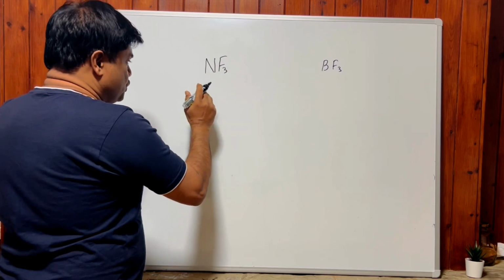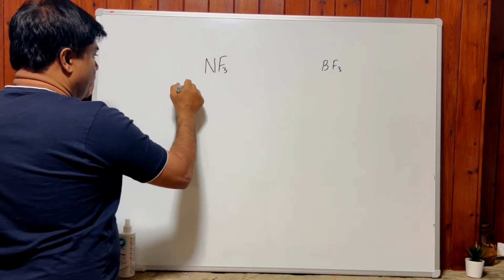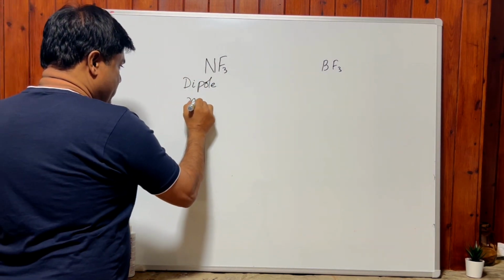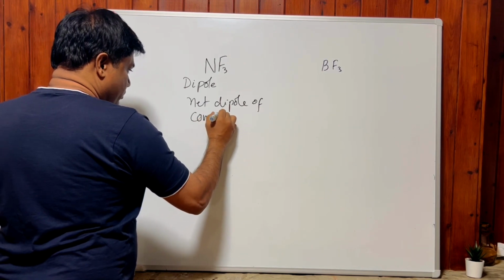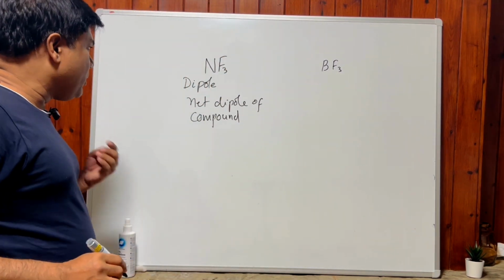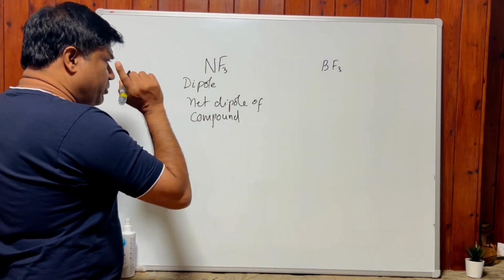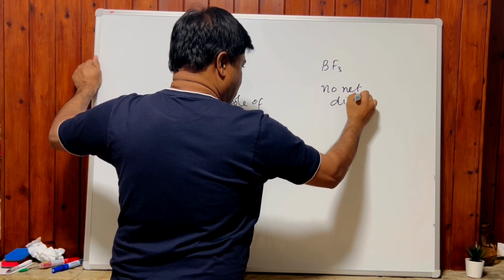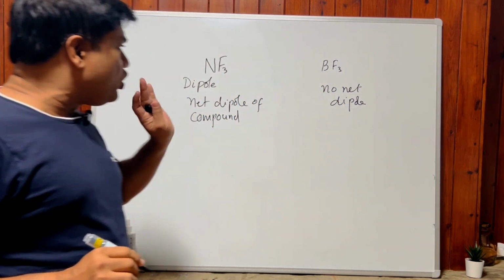What is the criteria to check whether they are polar or non-polar? Here we have to check the dipole, rather the net dipole of the compound. I've already explained, guys, about the net dipole, the resulting dipole, in my previous videos. Look at that, there is a net dipole, 100%. Check the net dipole. If there is no net dipole, the dipoles cancel off. If there is a net dipole, the molecule is said to be polar. If there is no net dipole, the molecule is said to be non-polar.